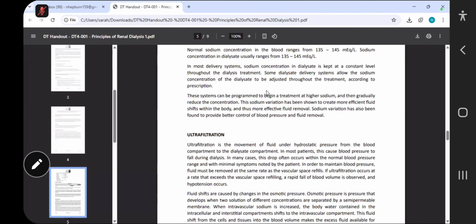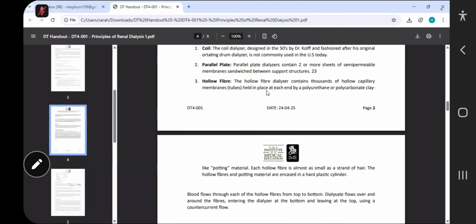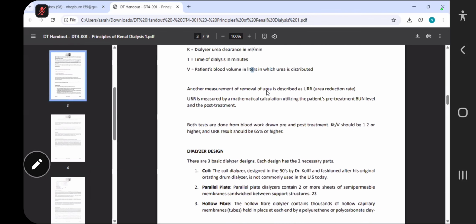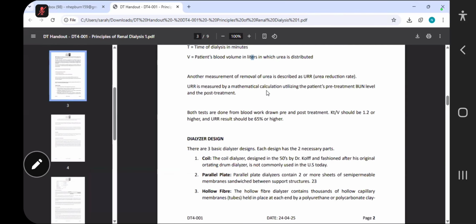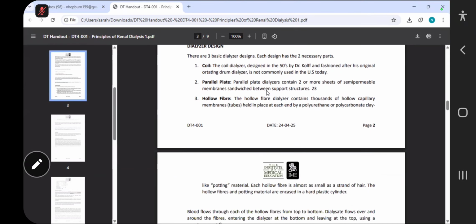Seeing that we're on the topic, back to dialyzers, right? You all spoke about first use syndrome. I think we spoke about that with Dr. Leger. So can anybody tell me about first use syndrome? It is not in this handout, it is in our next handout. No, it is in this handout.